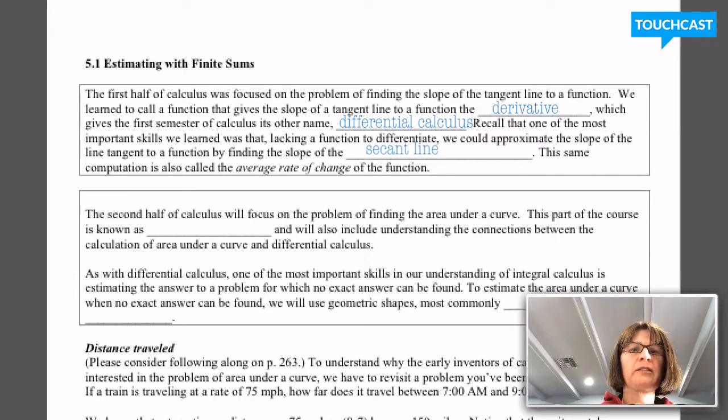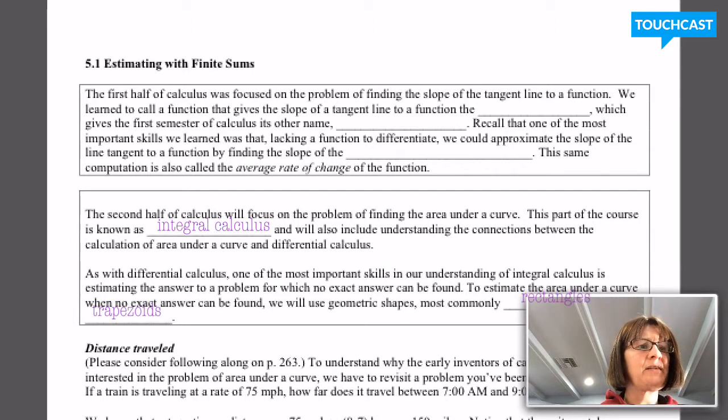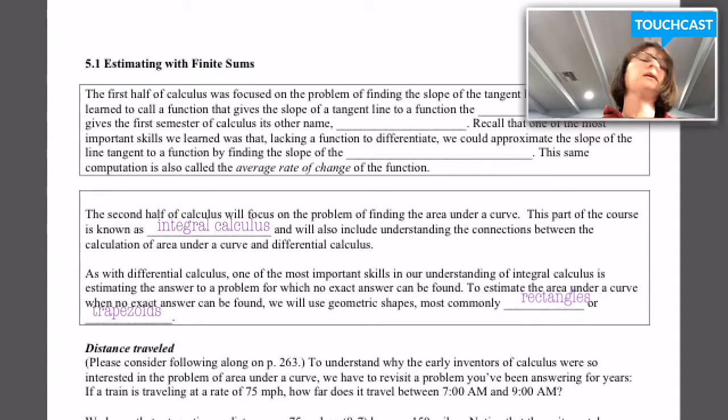The founders of calculus were interested in finding the area under a curve. We'll talk in a second about why they wanted to do that. It turns out that the notation we're going to use to indicate that we want to find the area under a certain curve is called the integral. So second semester calculus is commonly called integral calculus, as opposed to differential calculus, the calculus of finding derivatives.